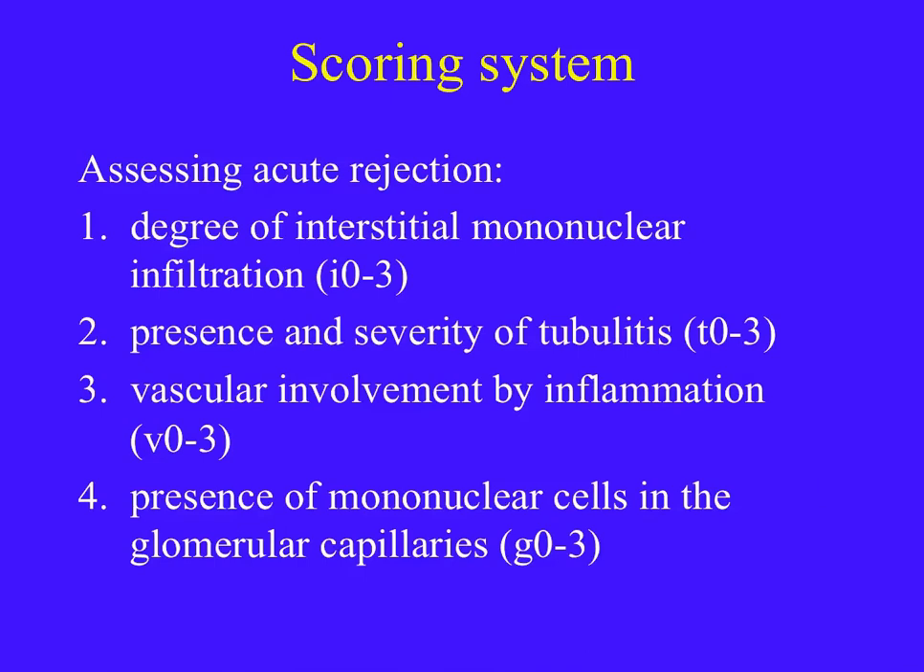Now, when we're looking at an acute cellular rejection case histologically, according to Banff, we have to score 4 different structures and components. And these are the degree of interstitial mononuclear infiltration, the presence and severity of tubulitis, whether there is vascular involvement and how severe that is by the inflammatory population, and the presence of mononuclear cells in the glomerular capillaries.